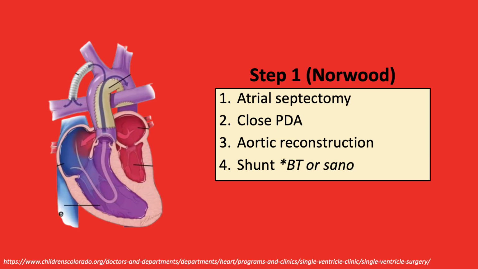Now let's discuss the Norwood procedure. Developed by William Norwood, it aims to protect and provide stable pulmonary blood flow to prevent overcirculation and protect pulmonary vessels. It's composed of 4 components: the atrial septectomy, the closing of the PDA, aortic reconstruction, and a shunt, which could be a BT or a Sano.